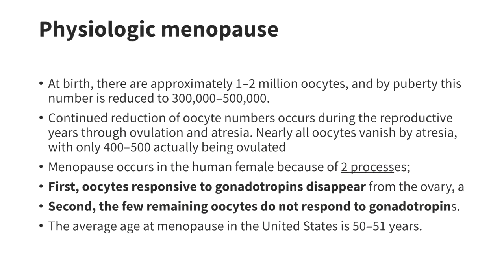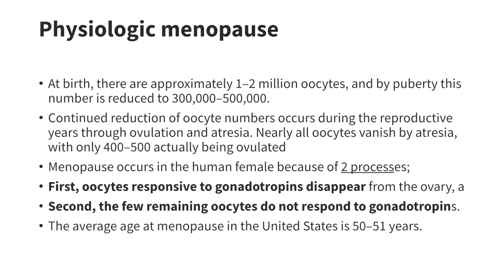When we have a physiological menopause, it's important to remember that at the time of birth we have around 1 to 2 million oocytes, and by puberty we only have 300,000 to 500,000 oocytes. That continued reduction of the number of oocytes occurs during all the reproductive years until we have a complete atresia or involution of our ovaries.